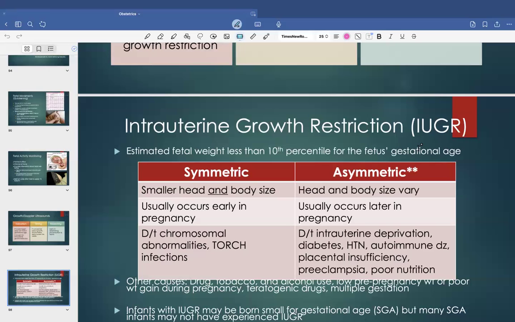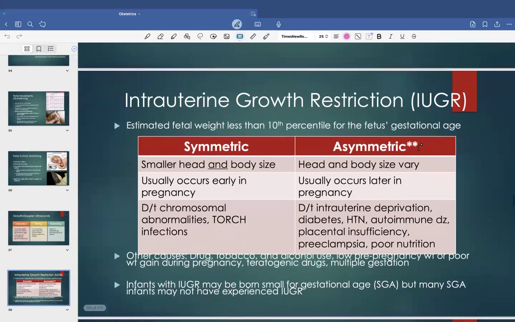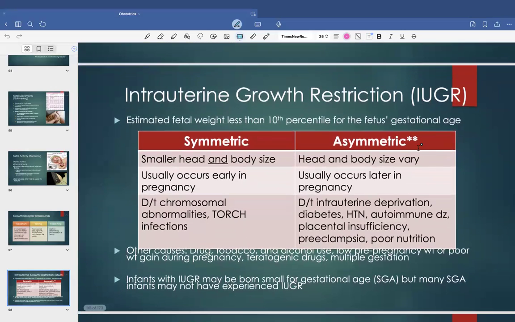Symmetric usually occurs early in pregnancy, whereas asymmetric usually occurs later in pregnancy. This can result from a range of different things, some that can originate within the fetus itself, the placenta, or the mother. 40% are never determined. Some 40% we never know why.